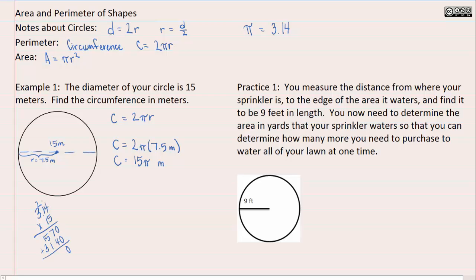Adding up the two values, we have 7 plus 4 is 11. Then we have 7 and 4. We count up how many digits we have in the decimal places and find that there are 2. So we now have an answer of 47.10 meters. This would be the circumference, or the distance around that circle. Now try practice problem 1, which will be finding the area of a circle. Remember, pause the video while you work.